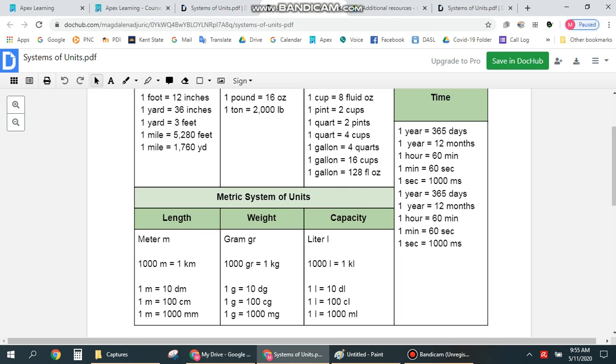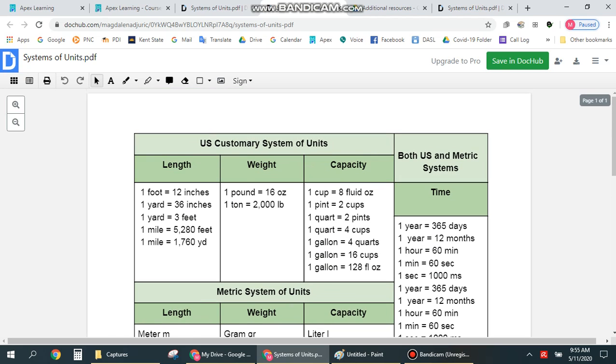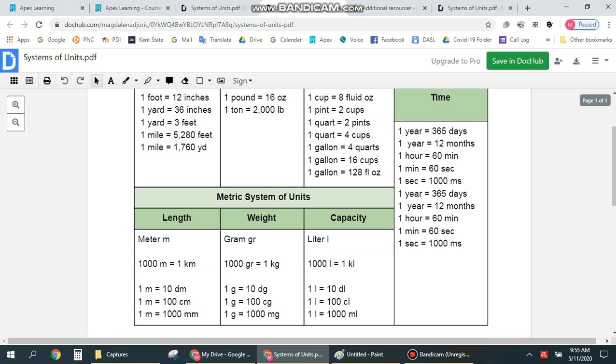So I can measure length just like measured in customary system of units. Just now I'm going to measure in meters. So if I need something bigger, if I have 1,000 meters, I'm going to actually have 1 kilometer, because kilo means 1,000. 1 meter is also 10 decimeters, or 1 meter is 100 centimeters, or 1 meter is 1,000 millimeters.